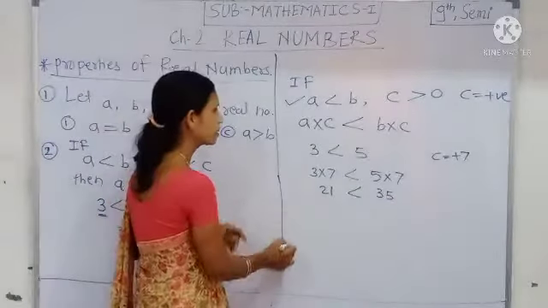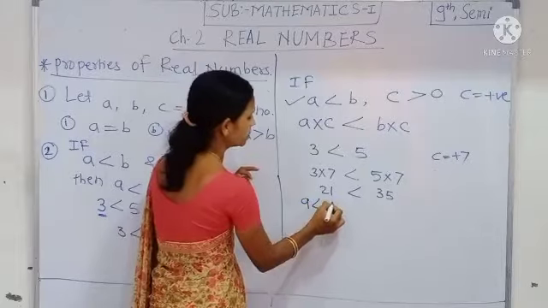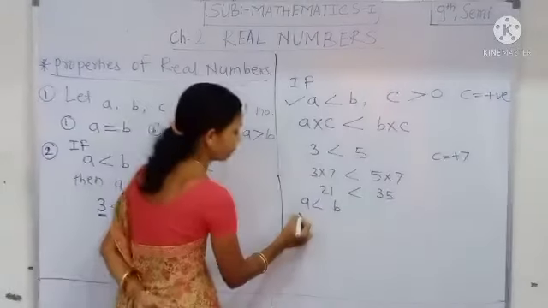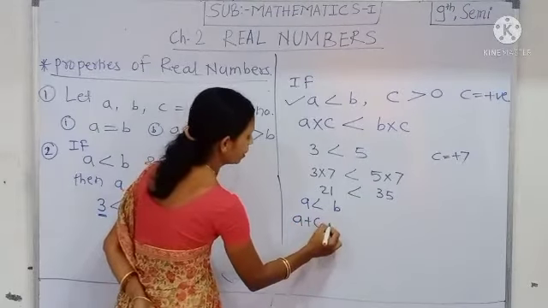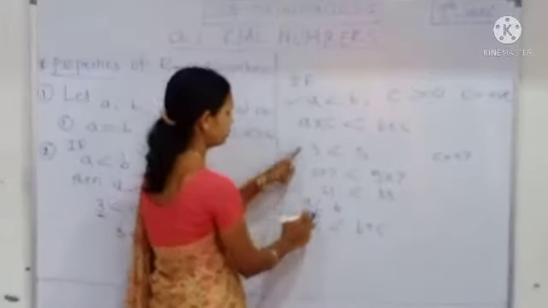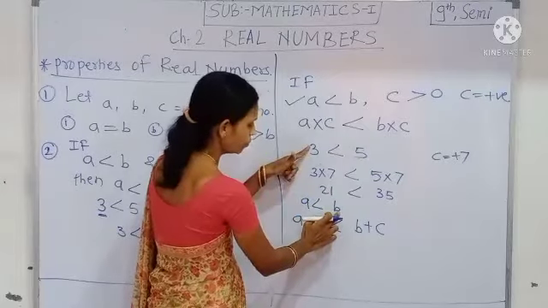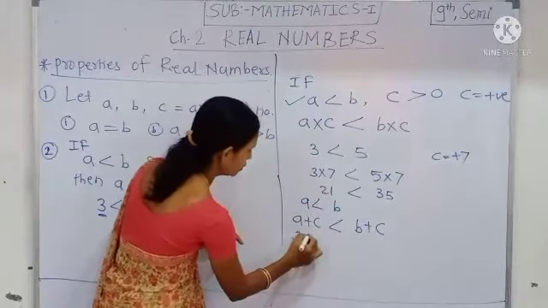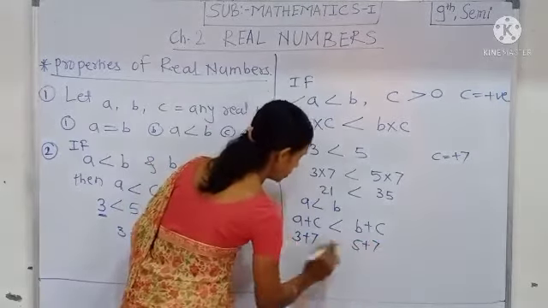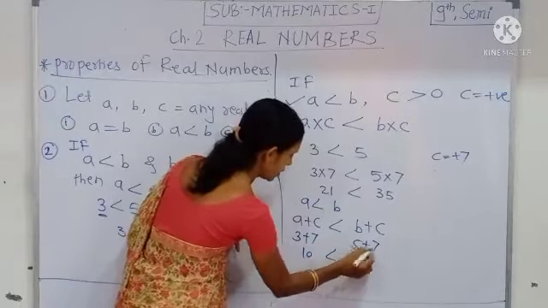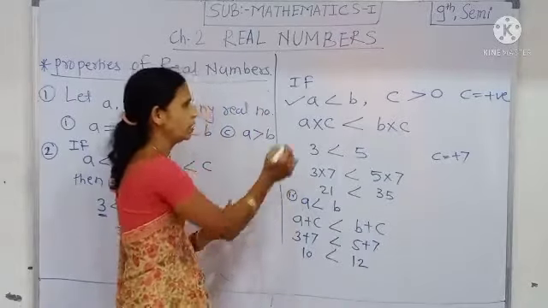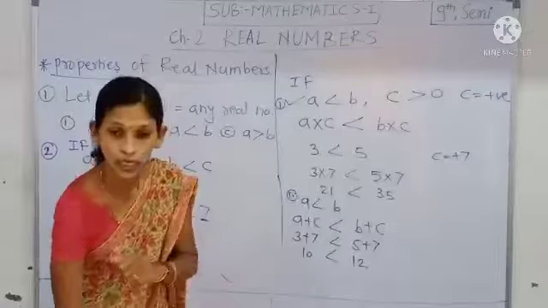Similarly, we can write here, if A is less than B and C is a positive number, then A plus C is less than B plus C. The same property: if 3 is less than 5, then if we add the same number to it, that is 3 plus 7 and 5 plus 7, here 3 plus 7, 10, is less than 12. That means that is one of the properties that we have to prove here.